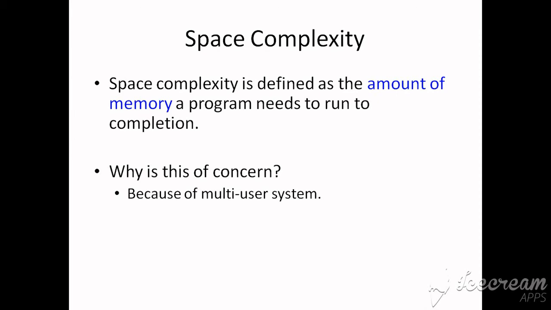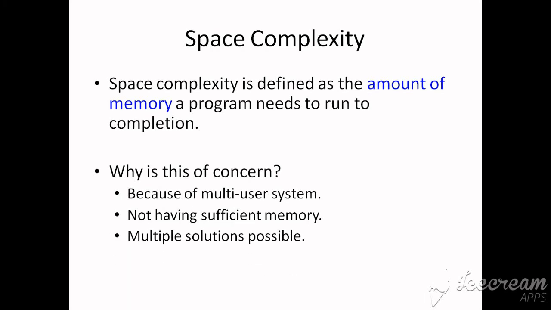The big point is we could be running on a multi-user system where programs are allocated a specific amount of space. We may not have sufficient memory on our computer. There may be multiple solutions, each having different space requirements. The space complexity may define an upper bound on the data that the program can handle.